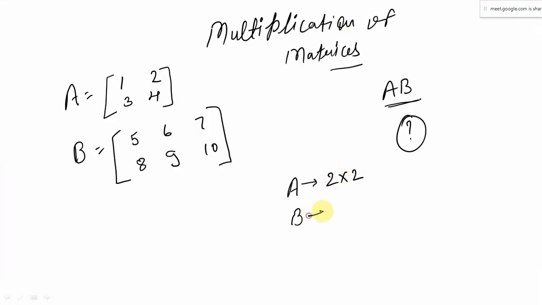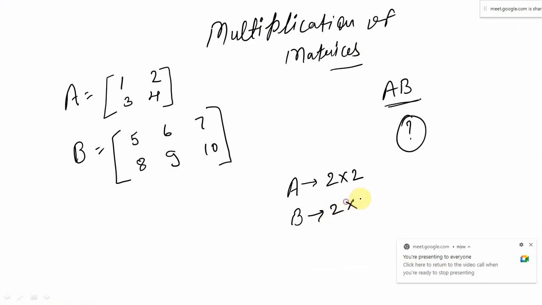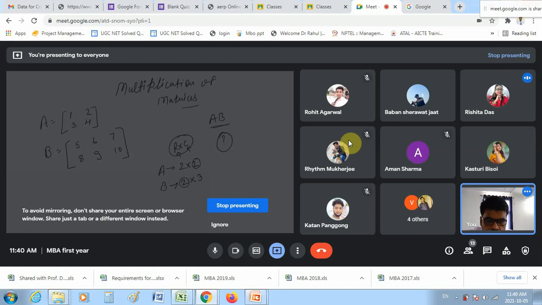Yes. And what is the order of B, matrix B? 2 cross 3. Okay. Now, A is 2 cross 2, B is 2 cross 3. We need to check that number of columns in matrix A and number of rows in matrix B should be same. I am not saying element should be same, but whatever the number of columns in A, you all know that we write order in this sense. First number represents the number of rows and second number represents the number of columns. Am I right? Yes, sir.